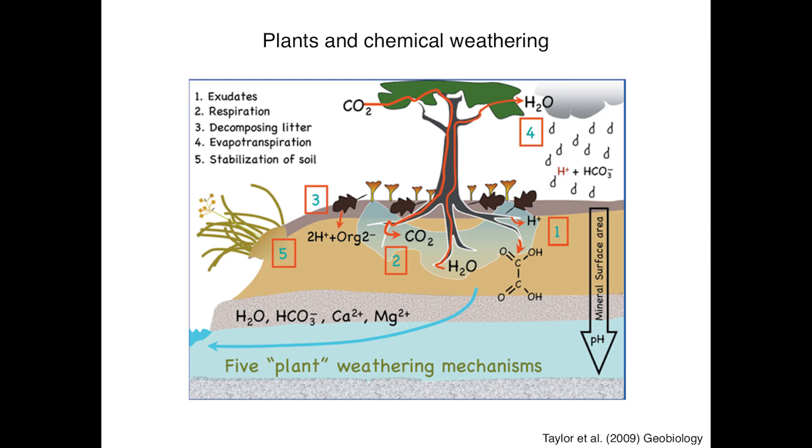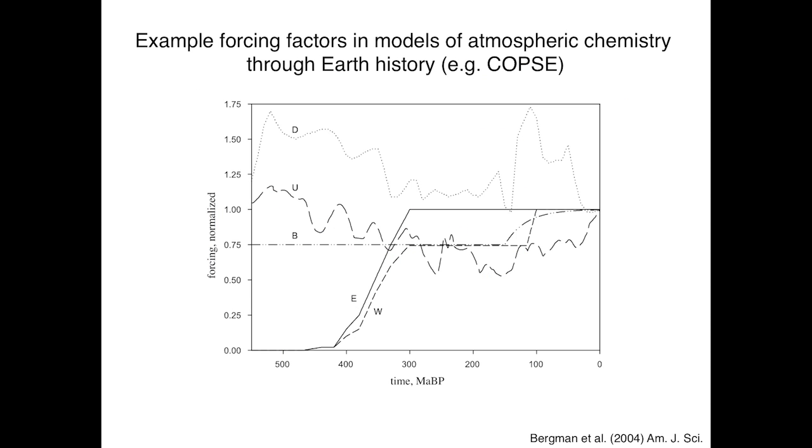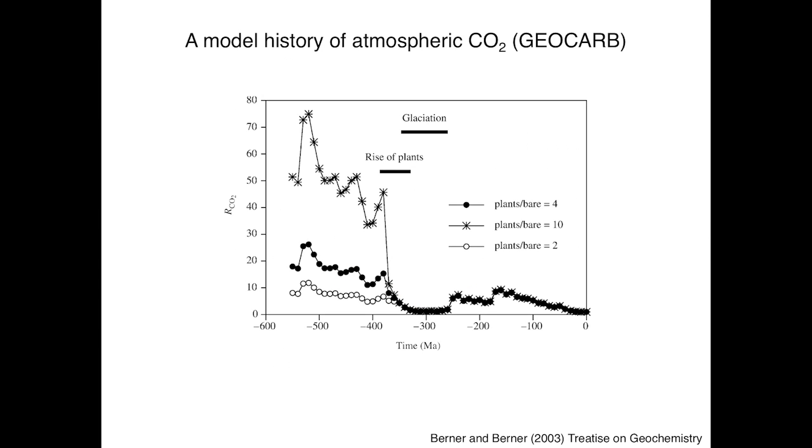So the models that Tim talked about on Monday sort of tried to parameterize those plant influences into forcing factors. And you see here's the forcing factors to do with chemical weathering associated with land plants. And those models then try to reproduce or to simulate really important aspects of atmospheric chemistry, such as the greenhouse gas content, for example. And this is a Bob Berner version of one of those models, where you see that atmospheric CO2 plummets upon the evolution of plants.